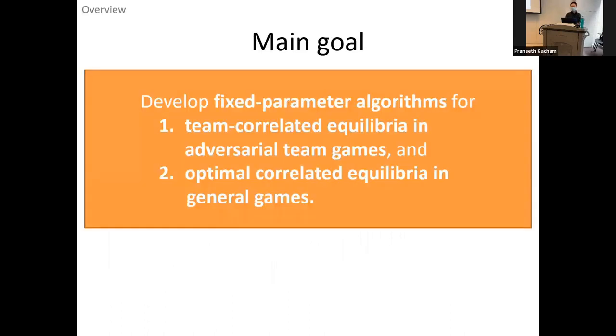Our main goal, as I said, will be to develop fixed parameter algorithms for these two problems: team correlated equilibria in adversarial team games, and optimal correlated equilibria in general sum games. Now, a lot of you might not know what most of the words on this slide mean, so I'll go through this. As I said, these are very closely related problems that we'll be using very similar techniques to solve. First, what are games?